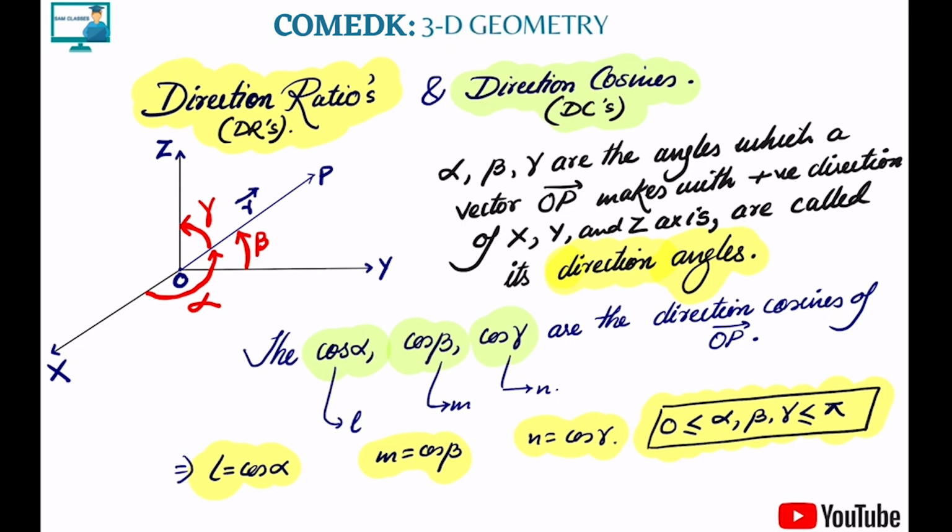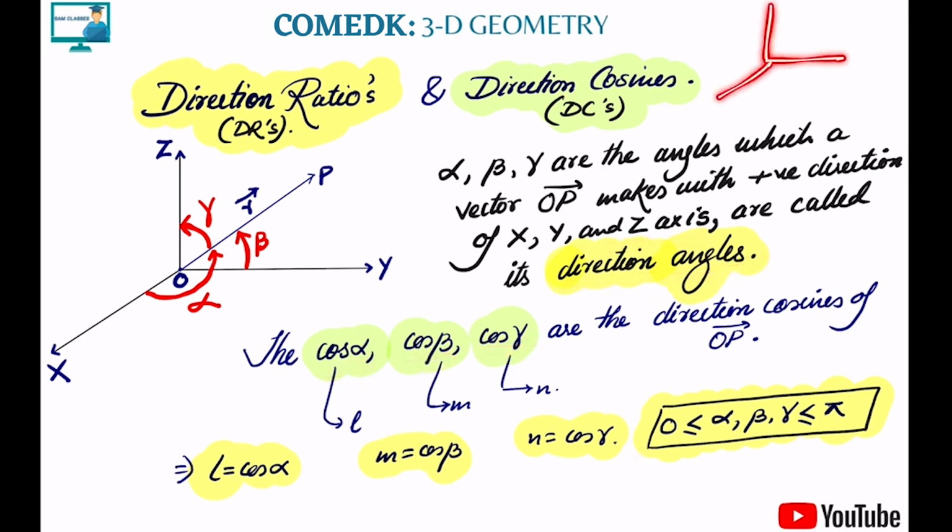Let's say you have a line OP, and that is making an angle alpha with the positive x-axis, beta with the positive y, and gamma with the positive z. Then these angles are known as the direction angles. Very simple, and the cos value of these angles are known as direction cosines. That much you need to know.